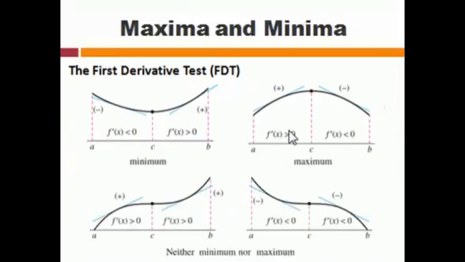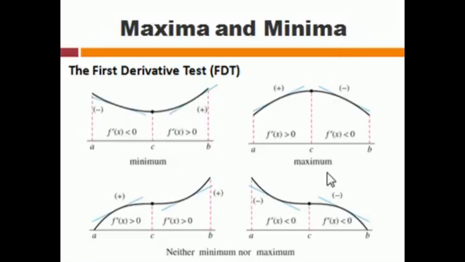Here are some of the examples for the first derivative test. A point is said to be a minimum point if the slope y prime changes from a negative sign to a positive sign. So you have a minimum point. If you have a tangent line here, it is leaning to the left. If you have a tangent line here, it is leaning to the right. So notice the blue line.